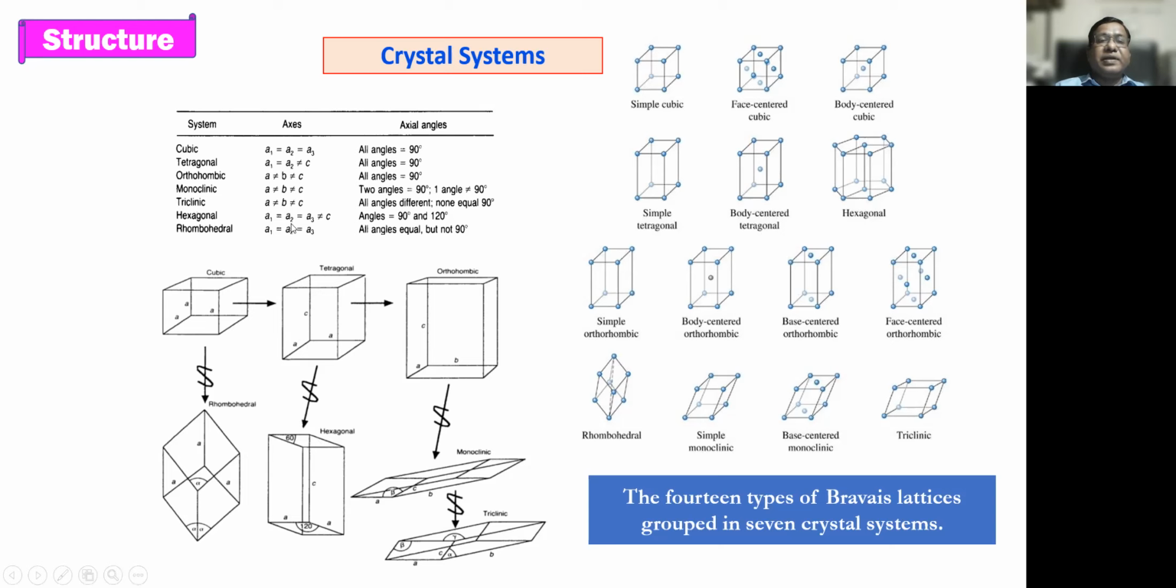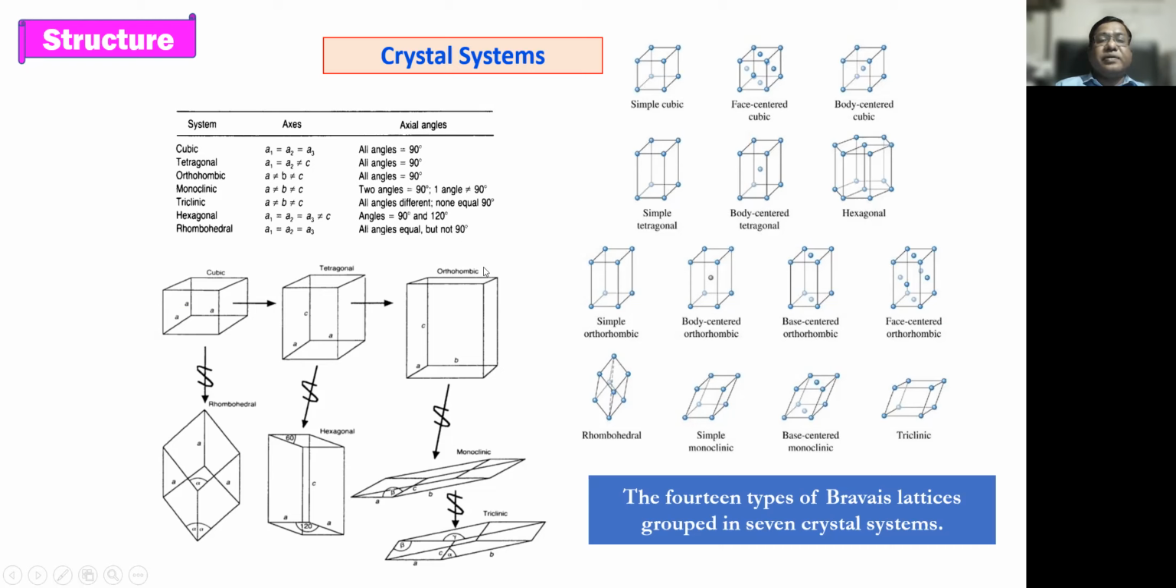Means A1 is equal to A2 is equal to A3, means all three sides are equal. So this is basically a four coordinate system, and you can get a three coordinate system here. We are not going into that much detail in crystallography here, and the angles are 90 and 120.